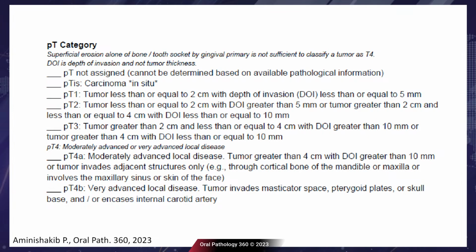And as you can see here, when you have pathologic tumor size 4, you have an advanced tumor squamous cell carcinoma. When you have 4A, it means that the tumoral nest is extending through cortical bone of the mandible or maxilla, or involves the maxillary sinus or skin of the face. And when the tumoral nest invades the masticatory space, pterygoid plates, or skull base, or encases the internal carotid artery, it should be considered 4B.